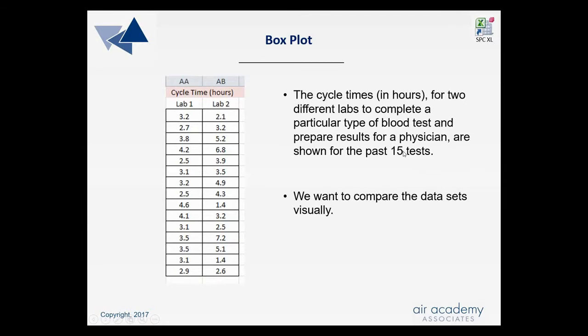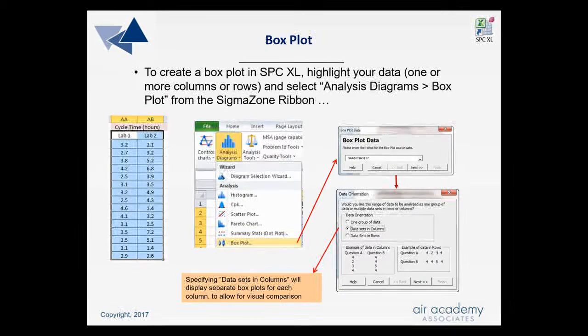Let's suppose we're comparing two different laboratory times. Smaller is better. The unit of measure is in hours. We're looking at the cycle time for a lab to complete a special type of blood test, and we want to compare the two data sets. This is a typical application of a box plot. We sometimes have more than two groups of data, but in this case there are only two.